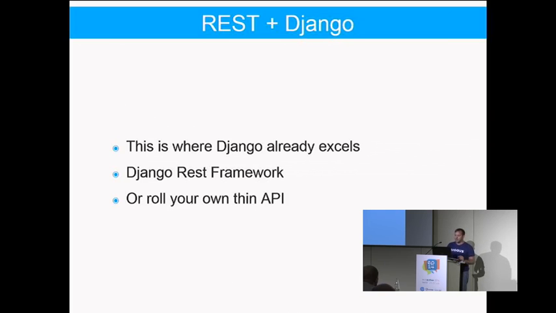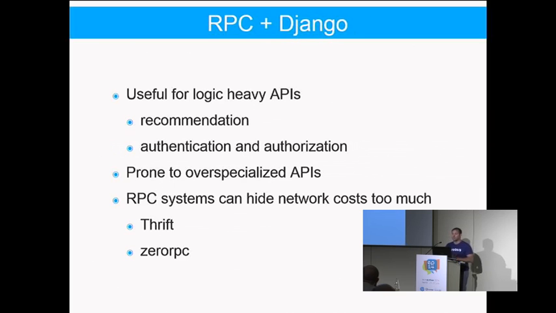Or you can roll your own API. We hit lots of performance snags with REST framework, but we also got around them very easily. Come talk to me about how I do awesome caching things and versioning in that framework. I'm probably going to write a blog post about it. But cool, RPC is the other transactional. Like I said, logic heavy APIs, recommendation services, authorization, authentication. I don't like RPC as a first stop because it's prone to over-specialization when you're building APIs. You make APIs that are really good at doing one thing.